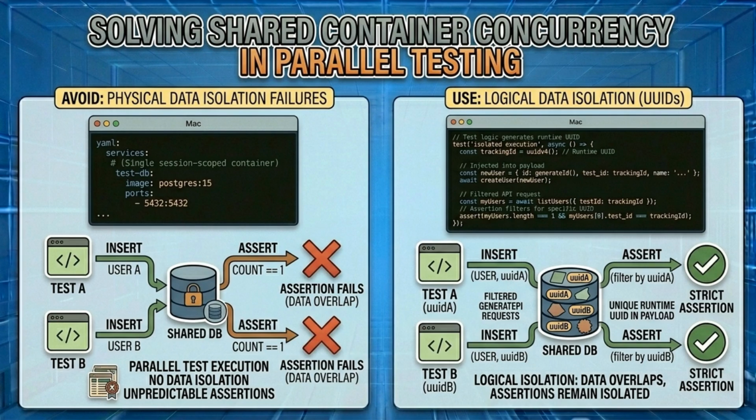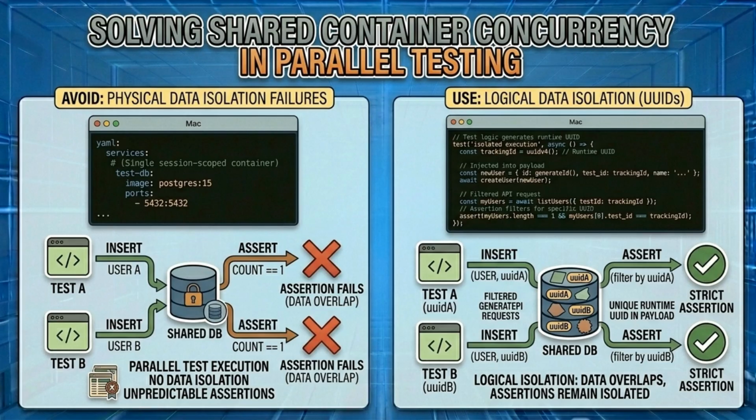However, running a single session-scoped container creates a massive architectural challenge if your test framework executes individual tests asynchronously in parallel. If test A and test B run concurrently against the same shared database container, physical data isolation is impossible. You cannot truncate tables between tests because test A will delete test B's data mid-execution. Consider a scenario where multiple tests are inserting users simultaneously. If your test creates a user and then calls a list endpoint, it will suddenly receive users created by other parallel threads, causing unpredictable assertion failures.